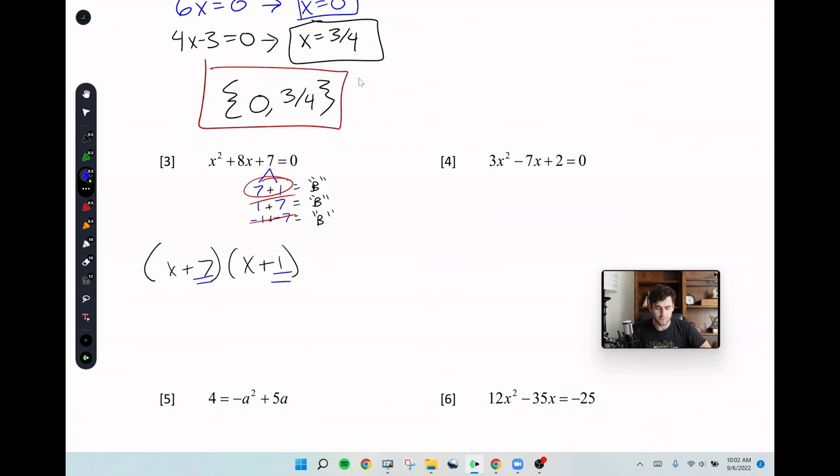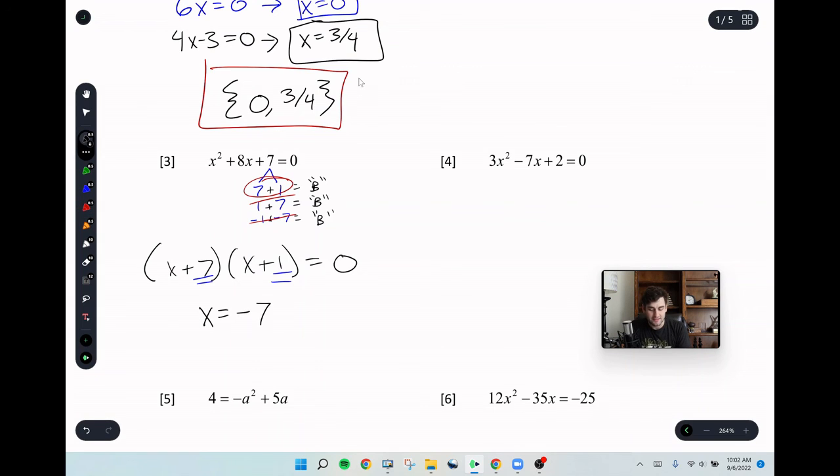It's important to note that if you want to check, because you don't know if you did it right, go ahead and FOIL: first, outer, inner, last, or the box method, if that's better for you. And then we set them equal to 0 because we still have that equals 0. Now we can solve these with the same properties of a equals 0 and b equals 0. We're going to be left with x equals -7 and x equals -1, or the set of -7, -1.